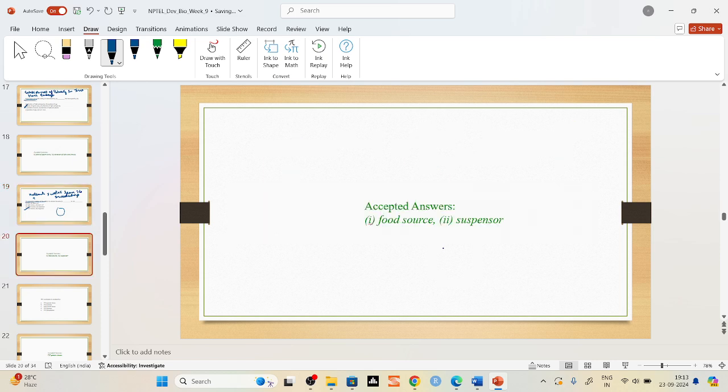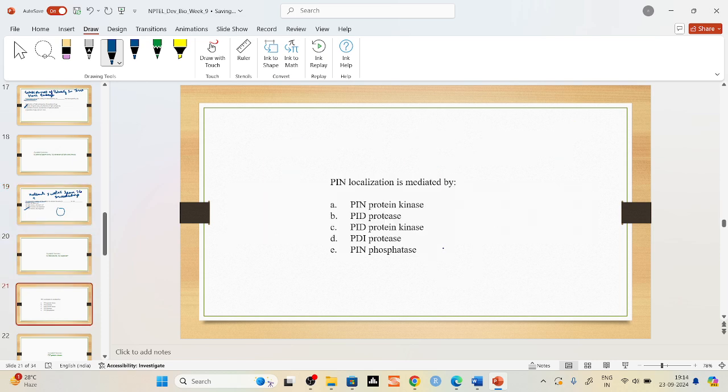Okay. Now the next question is, PIN localization is mediated by: PIN protein kinase, PID protein kinase, PDI protease, or PIN phosphatase. Okay. So what is the correct answer? One minute. It's a simple question, so I'll just give you one minute to solve this question.